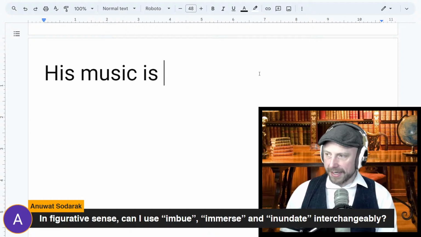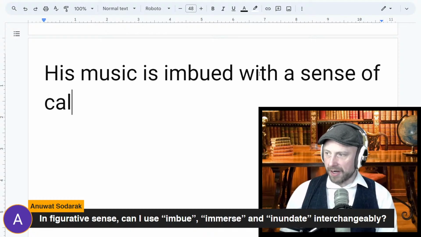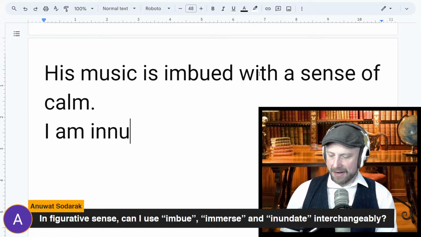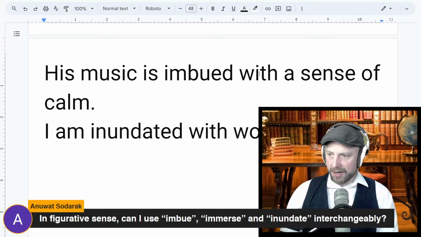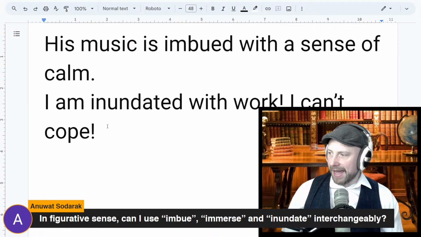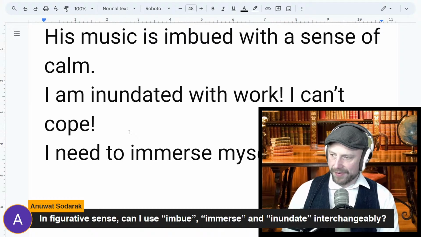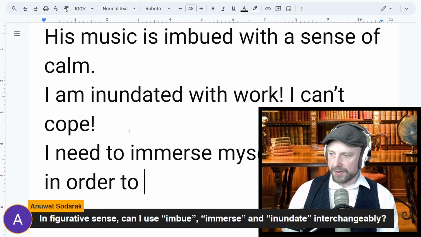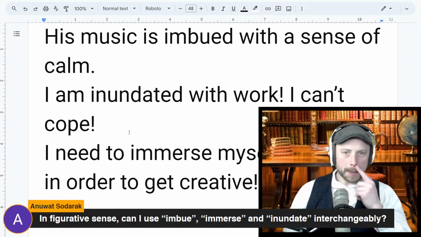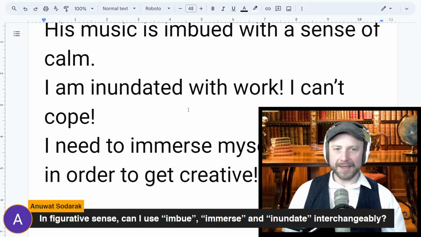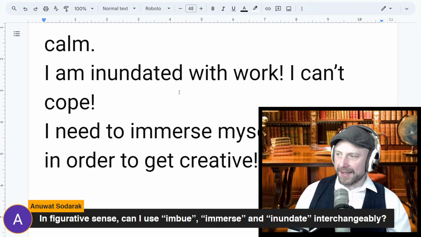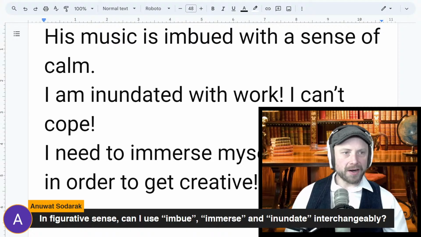Like, his music is imbued with a sense of calm. I am inundated with work. I can't cope. And I need to immerse myself in nature in order to get creative. Something like that. So you start to think about the different uses, and that starts to give you an idea of how the different ones are used.